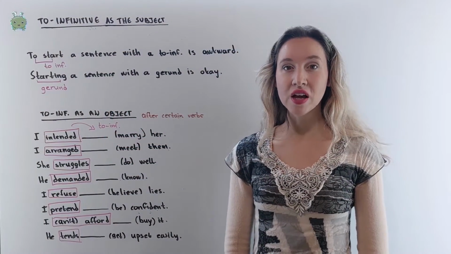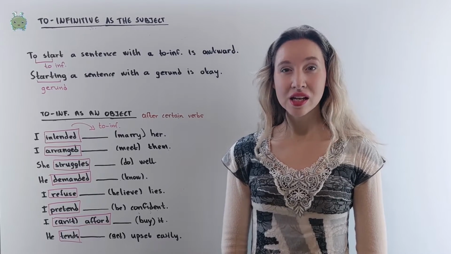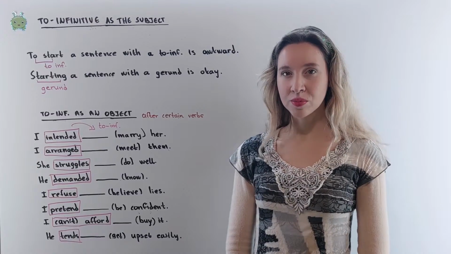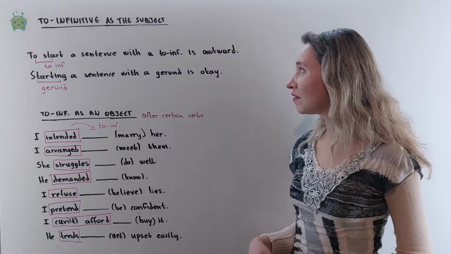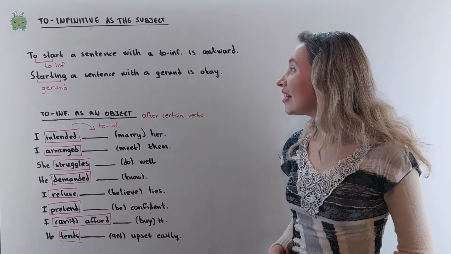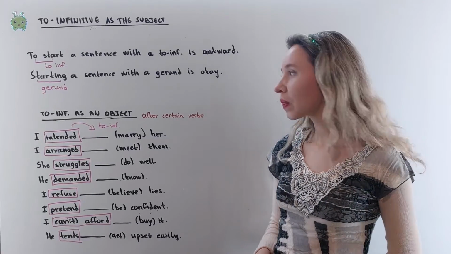The to infinitive as the subject of the sentence is a formal usage. It's uncommon to start a sentence with a to infinitive. Gerund is preferred. To start a sentence with a to infinitive is awkward or poetic. Starting a sentence with a gerund is okay.